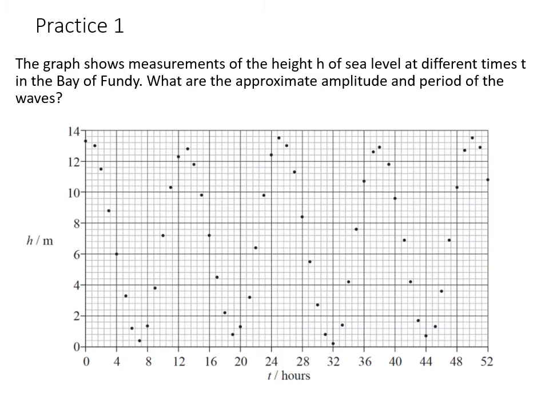All right, practice number 1. The graph shows measurements of the height h of sea level at different times t in the Bay of Fundy. What are the approximate amplitude and period of the waves? So you may be tempted to say, okay, the amplitude has to be from the very top to the very bottom, but this would not be correct. The amplitude is a measure of the height of half of the total wave height.